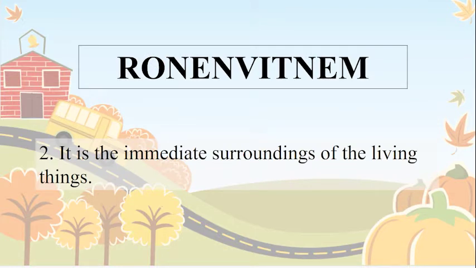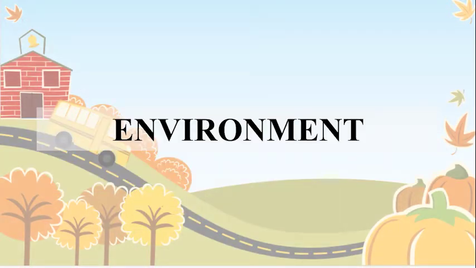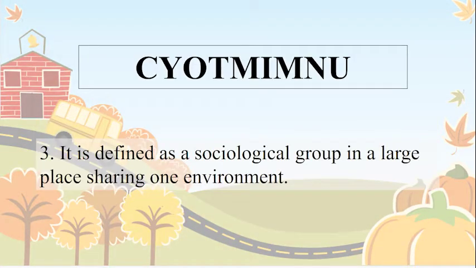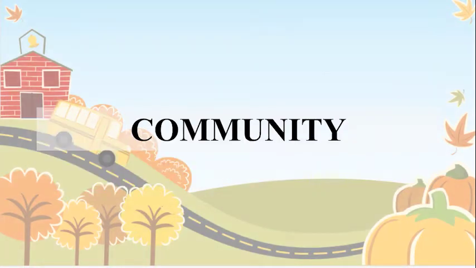Number 2. It is the immediate surroundings of the living things. And the correct answer is environment. Number 3. It is defined as a sociological group in a large place sharing one environment. And the correct answer is community.